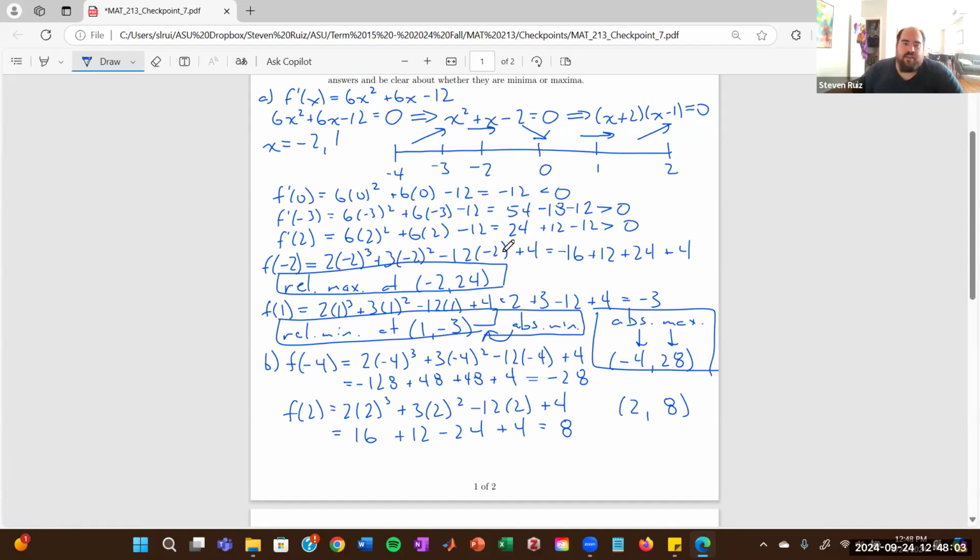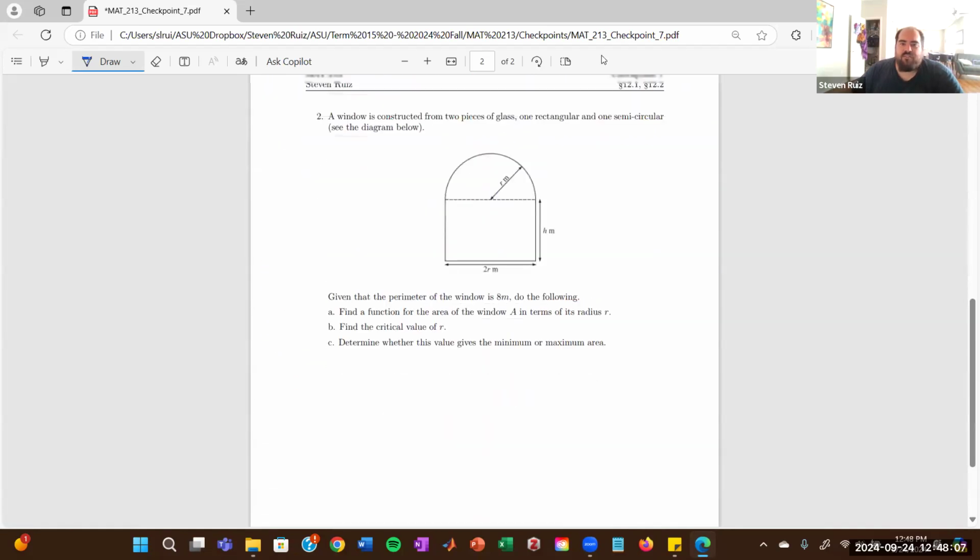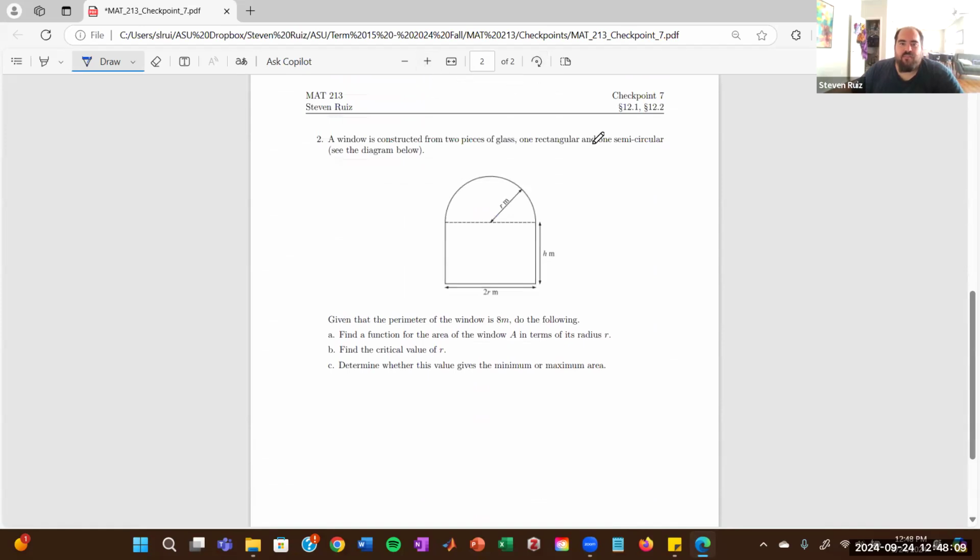All right. And that is all for number 1. Let's move on to number 2 here. So I have this window that I'm making out of 2 pieces of glass, one rectangular, one half circle. So basically we want to optimize this. We're not told yet whether that optimum is going to be a maximum or a minimum, but we're finding some critical value for something. So find a function for the area of the window in terms of the radius r.